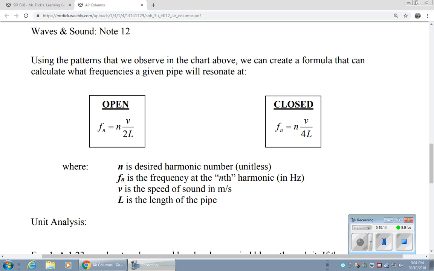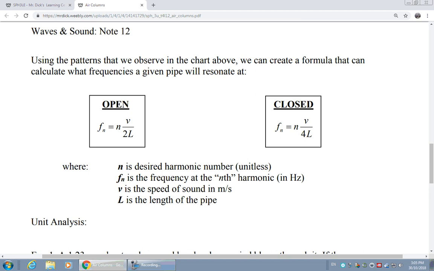When we use that pattern, and as I said, combine it with what we know about the universal wave equation that connects speed and frequency with wavelength as well, then we can take what we just learned about wavelength and how it changes with each harmonic number and apply that to frequencies and use that to figure out what we call the harmonic frequencies of a resonating tube or a resonating pipe. And that's going to be different in terms of whether it's an open-ended pipe or a closed-ended pipe.